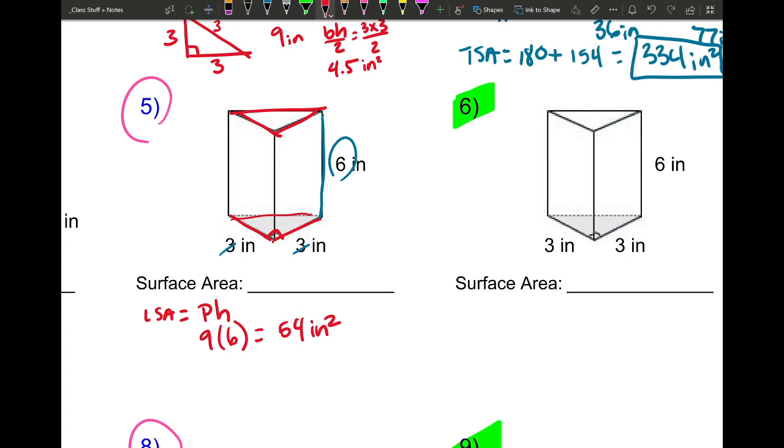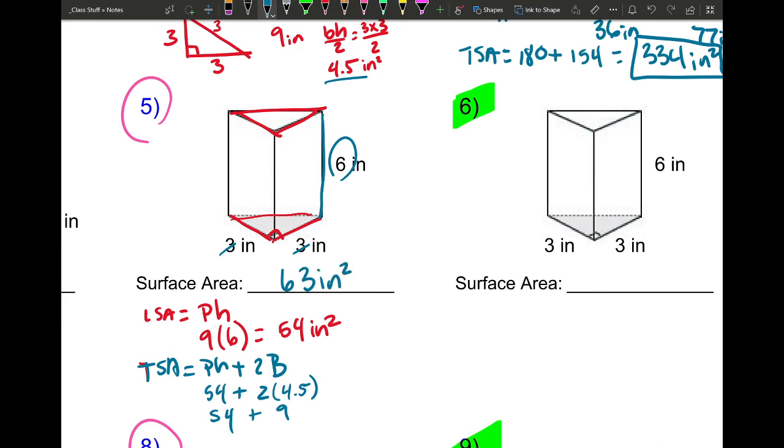Now, to find the total surface area, I'm gonna use PH plus 2B. Well, I already know PH. PH is just 54 plus 2 times the base. I already know that. That's how much? 4.5. Well, that's just 9 plus 54, which gives me 63 inches squared. And that's it.